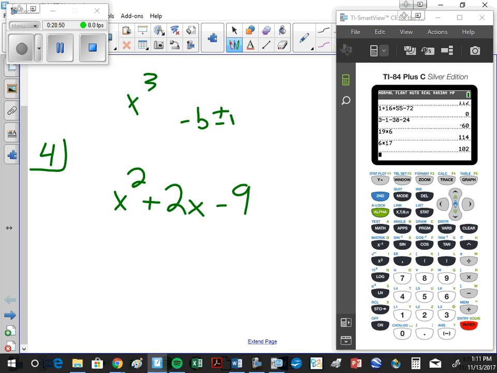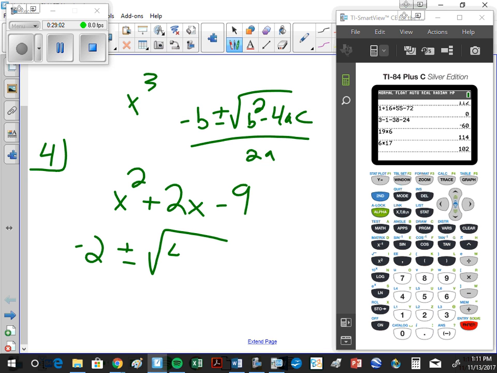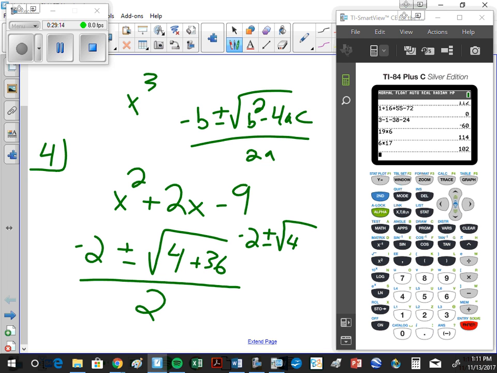Negative b plus or minus the square root of b squared minus 4ac over 2a. So negative 2 plus or minus the square root of 4 minus 4 times 1 times negative 9, which is plus 36, over 2. So negative 2 plus or minus the square root of 40 over 2. And then we have to factor tree 40. 4 and 10, 2 and 2, 5 and 2.